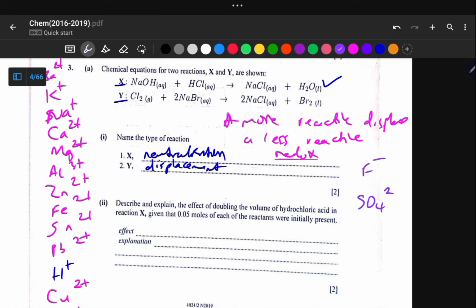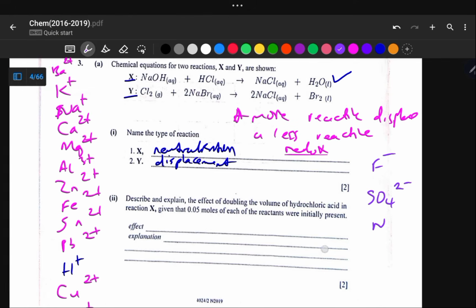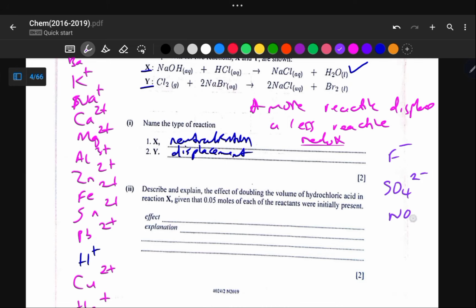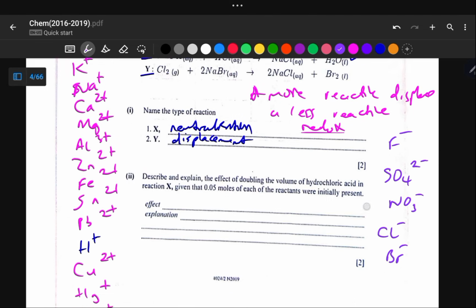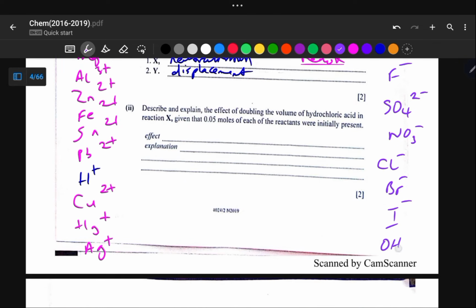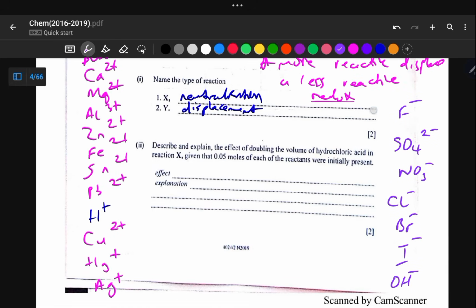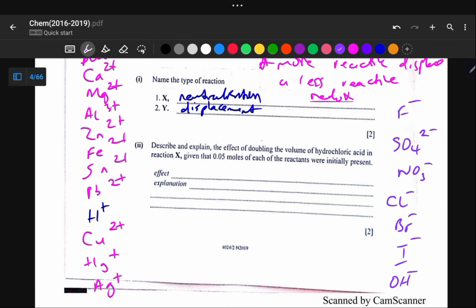And then for the anions, we have this fluorine or the fluoride ion, and then the sulfate ion, and then the nitrate ion, right? And then the chloride, the bromide, the iodide, and then lastly we have got the hydroxide ion. So for electrolysis, you should know that the tendency of discharge increases as we go down the group.